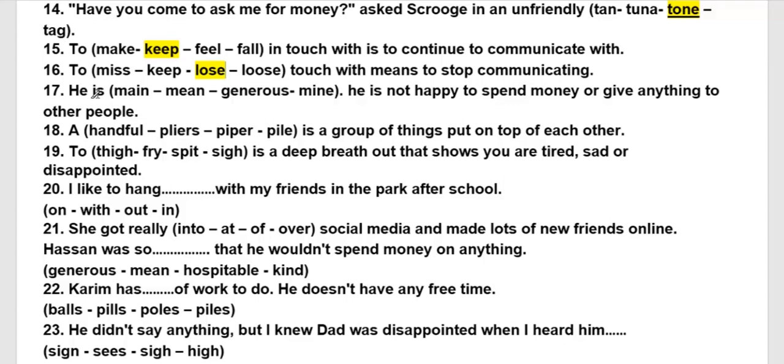Right? He is mean, mean, is not happy to spend money. He refuses to spend money or to help the poor and the needy. So he is a mean person. A mean person. A pile, a pile is a group of things. A pile of books.